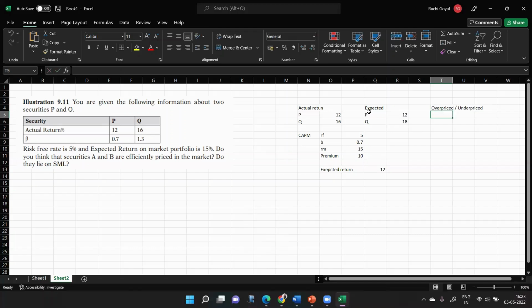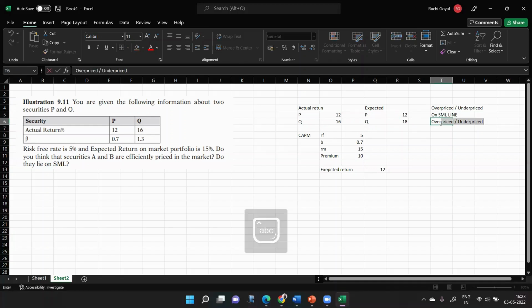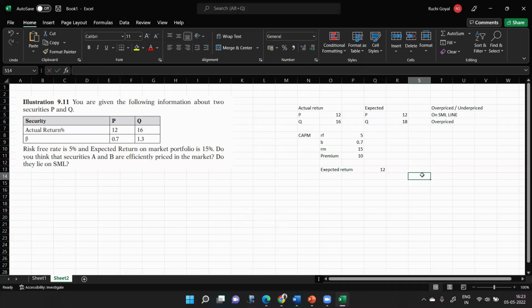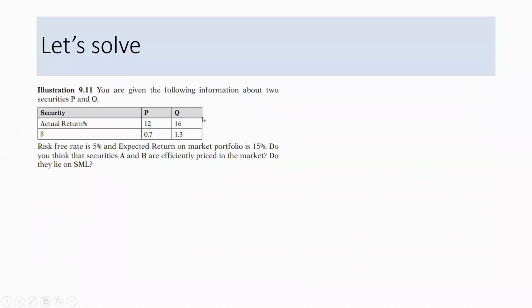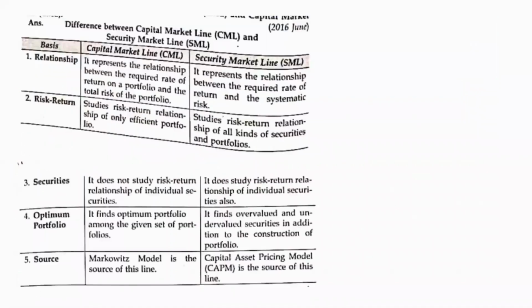You have expected 12% from P and you are earning actual 12%. So it is on SML line. Okay. You were expecting this, but you earn only this. This is overpriced. Okay. So this is done. Let's understand the difference.